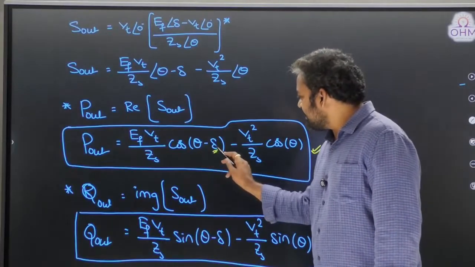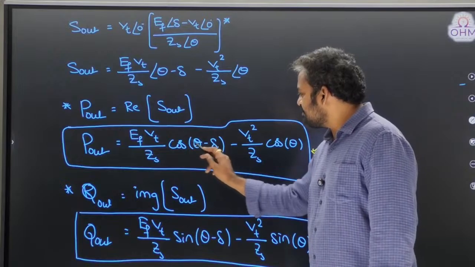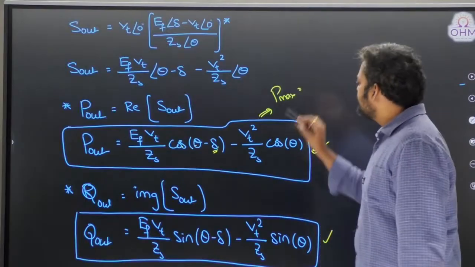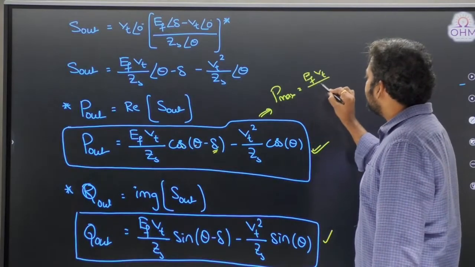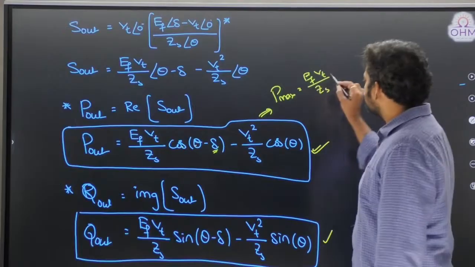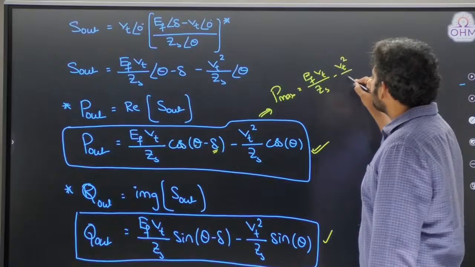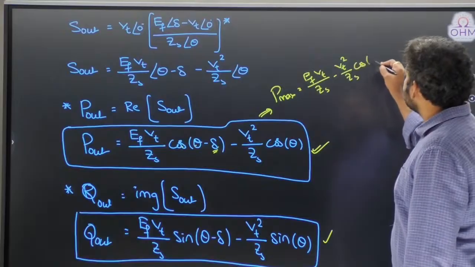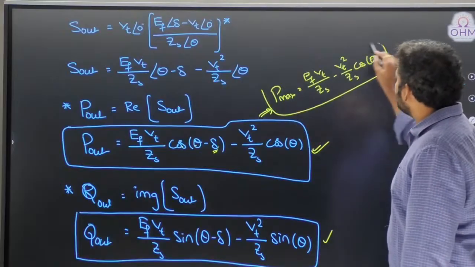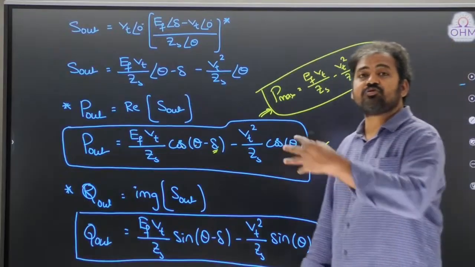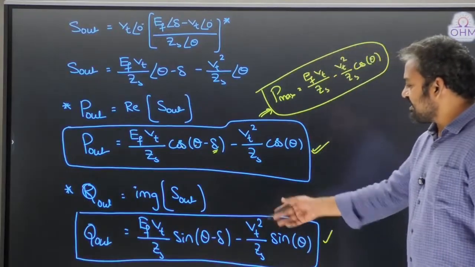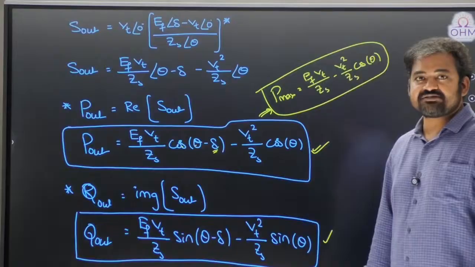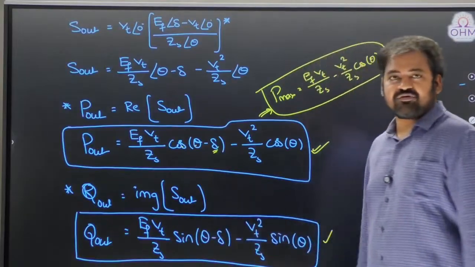So if you replace delta equal to theta here, theta minus theta becomes 0, cos 0 is 1. Therefore, what is the maximum active power? Maximum active power will be EF into Vt by Zs, cos 0 is 1, minus Vt square by Zs, cos theta, where theta remains constant. So this is the maximum output active power. Similarly, you can find out the maximum reactive power also. Delta must be 90 minus theta. Then you will get the maximum reactive power as well.